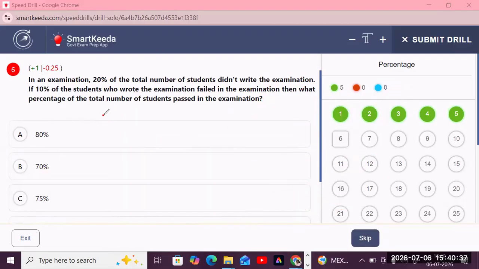In an examination, 20% of the total number of students didn't write the exam. 10% of the students who wrote the exam failed. Did not write 1 by 5, wrote 4 by 5, out of which failed, and what percent passed the exam?